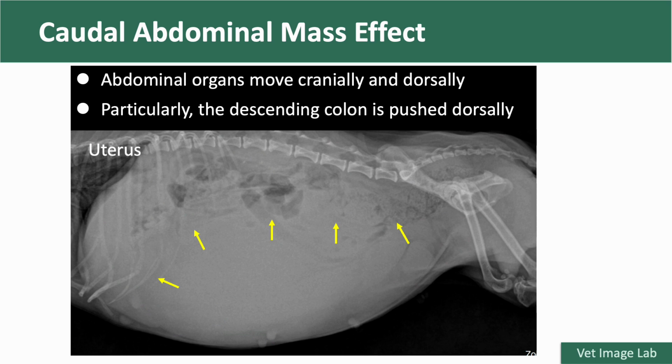This case shows uterine enlargement due to pyometra. On the lateral view, a soft tissue mass occupies the ventral middle to caudal abdomen. At first glance, it may seem like a mid-abdominal mass, but here's the key. There are no normal intestinal loops between the mass and the pelvic bone. That tells you it's actually a caudal abdominal mass.